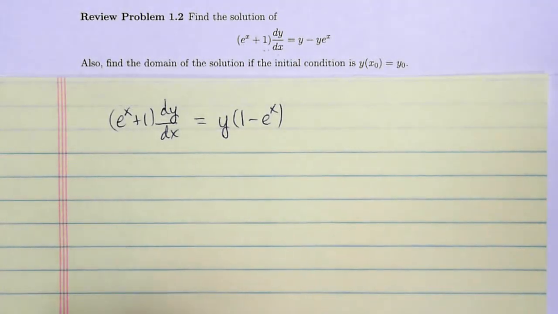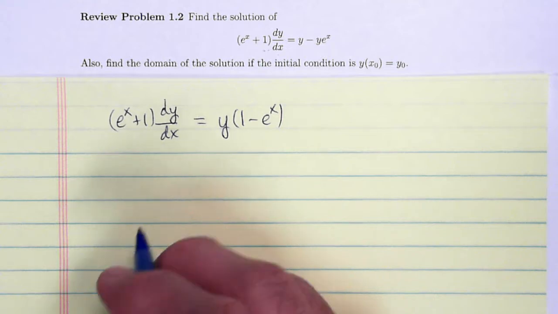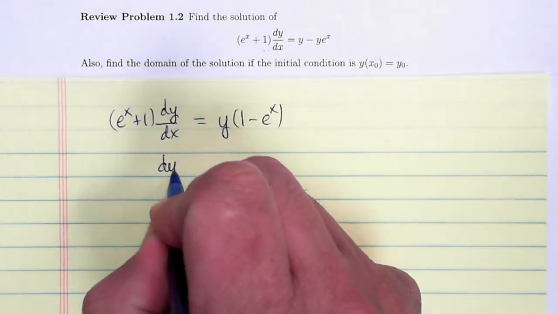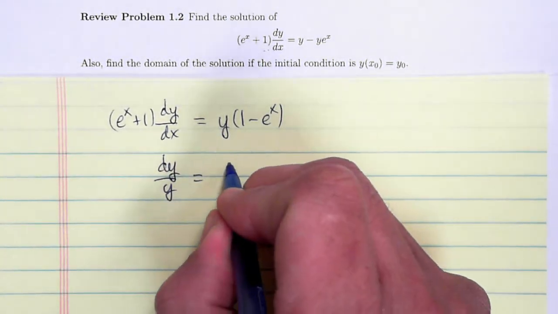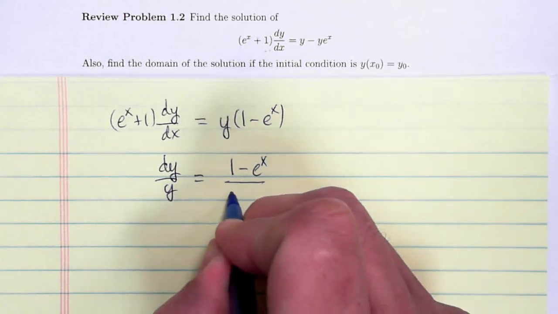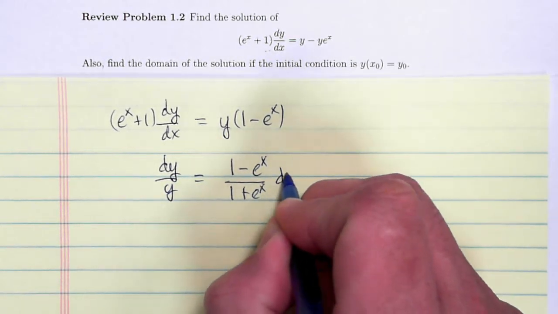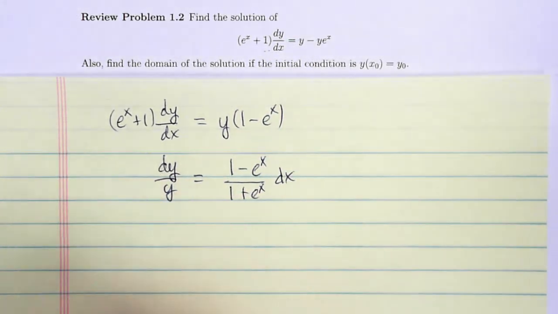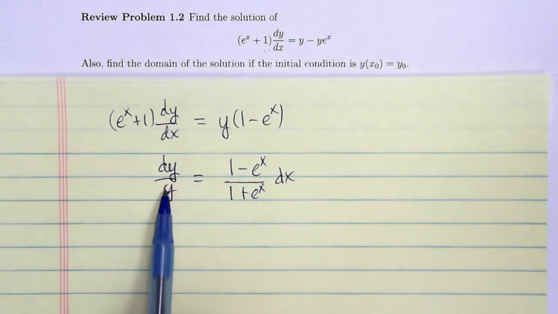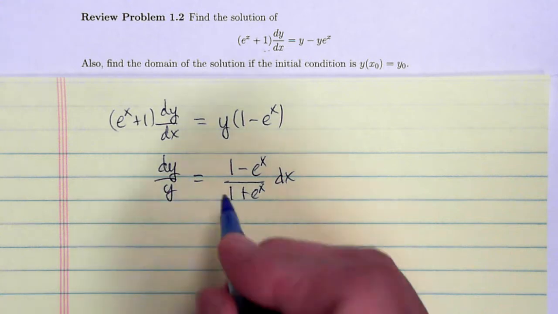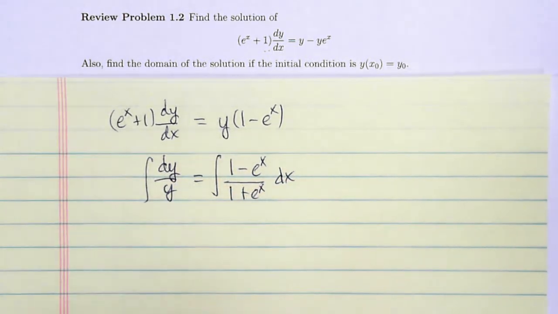I can get all the y's on one side and all the x's on the other side by dividing. So I get dy over y is equal to 1 minus e to the x over 1 plus e to the x dx. So y's are on one side, everything else is on the other side. Now I had to divide to do this, so we want to remember that for later on. Integrate both sides. Okay, now the integral of the left-hand side is obvious.